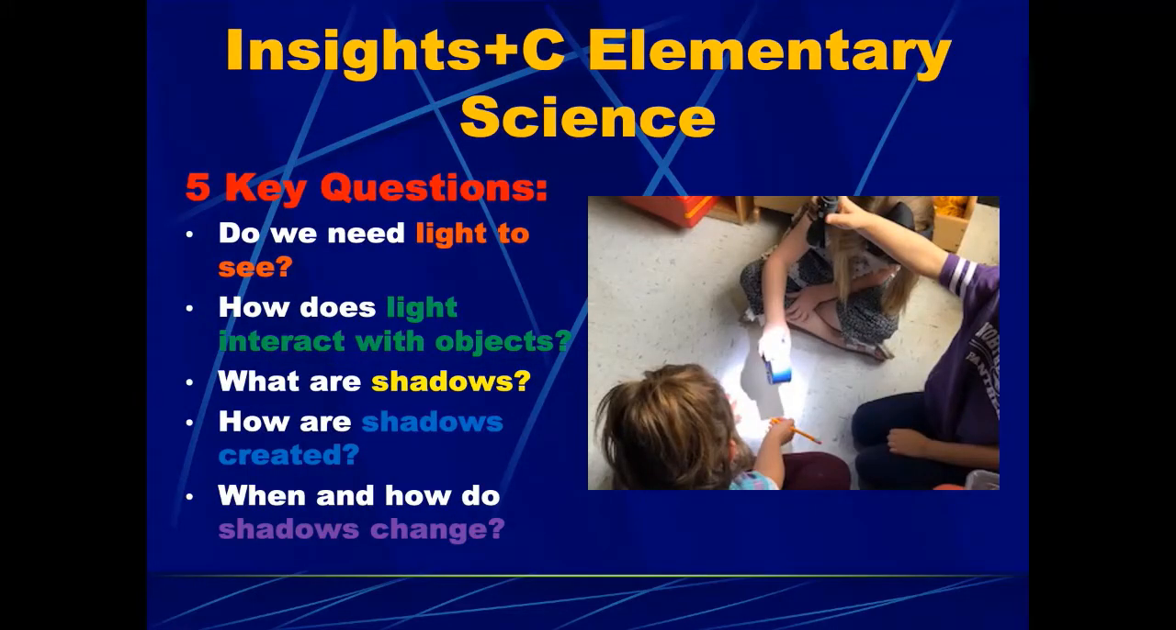The Education Development Center in Waltham, Massachusetts has also developed an early STEM curriculum titled Insights plus C Elementary Science with first grade and fourth grade. The unit of study on light with first graders is based on 5 overarching questions. Do we need light to see? How does light interact with objects? What are shadows? How are shadows created? And when and how do shadows change?